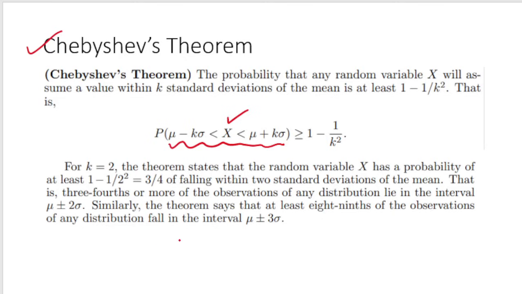So if I take k equal to 2, it means the probability that the random variable will take its value in the interval mu minus 2 sigma to mu plus 2 sigma will be greater than or equal to 1 minus 1 by 4, that is 3 by 4, right? So based on this, if they ask the direct question, you can answer.